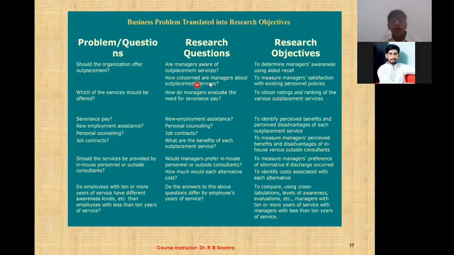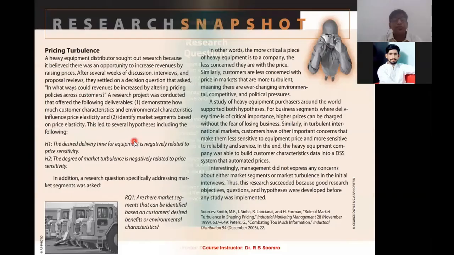Another one, how concerned are the managers, is to measure the managers' satisfaction with existing personnel policies. Now, among these three, there is a close relation. One is highly relevant with another. So when you develop a research question, as well as the research objective, these must have a certain direct relation or relevancy with your problem. Then the things will be done. The remaining different examples are given here. You may go through these examples.